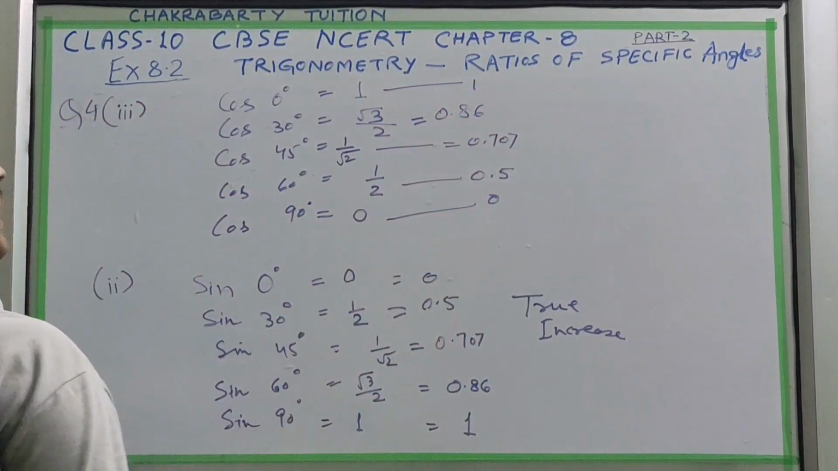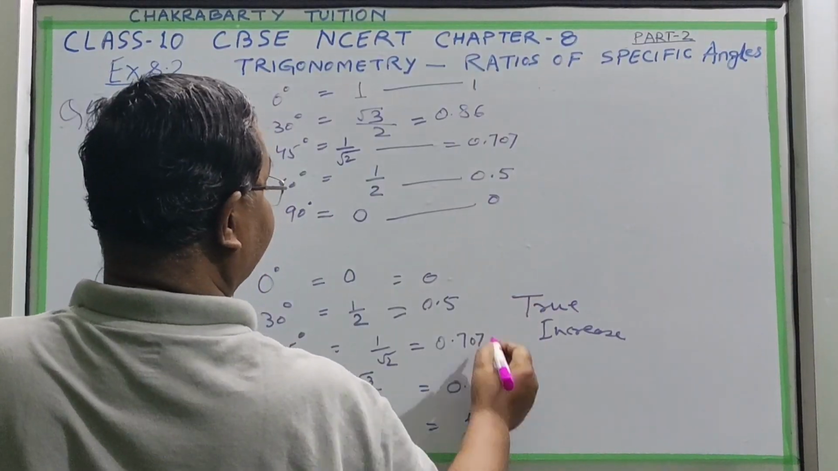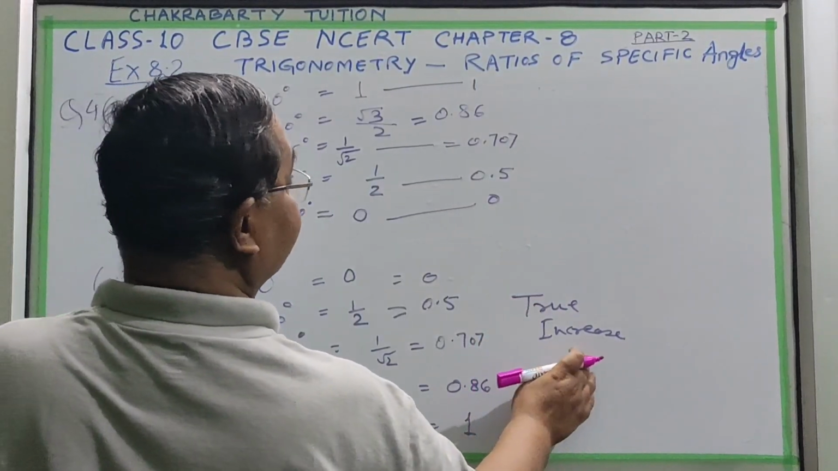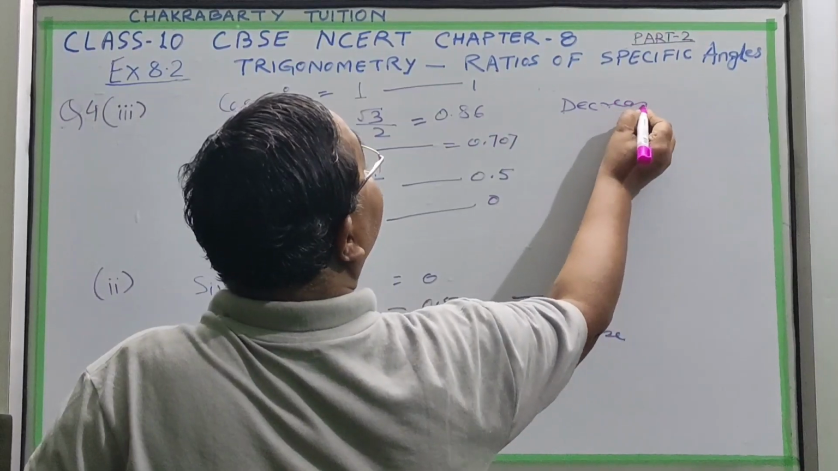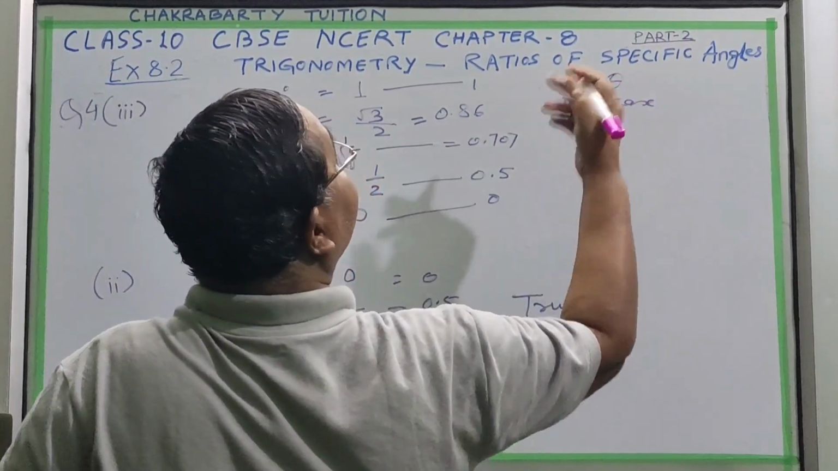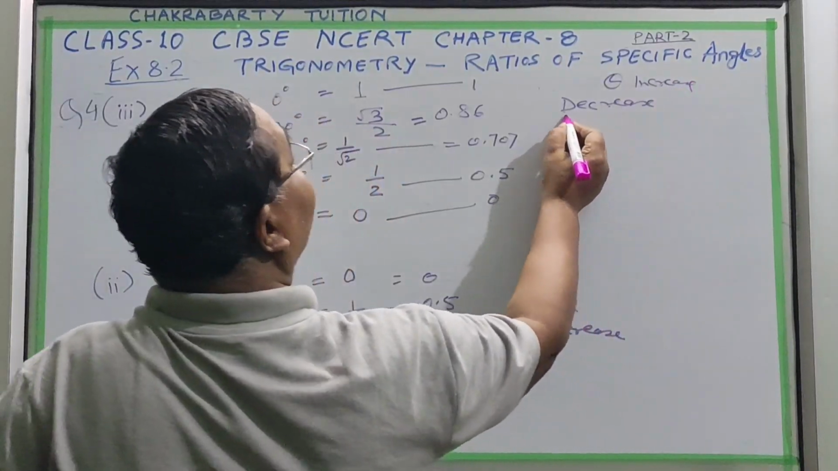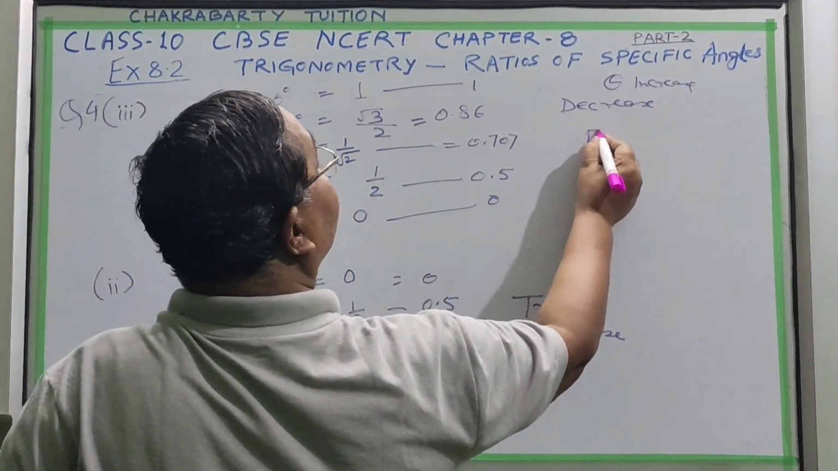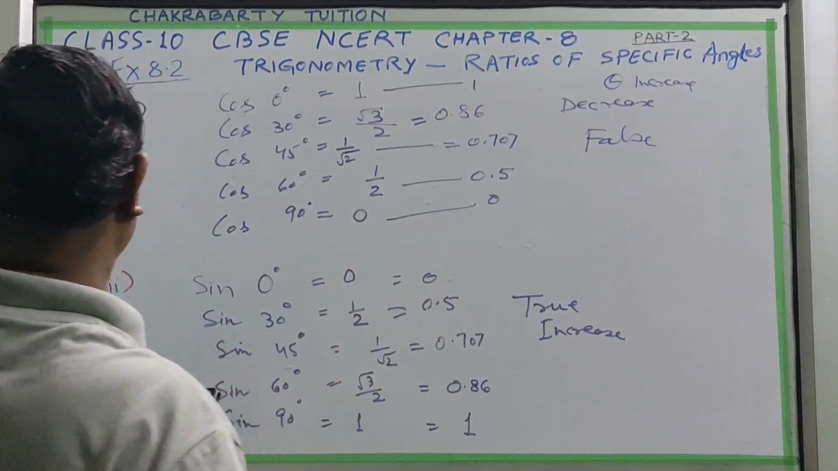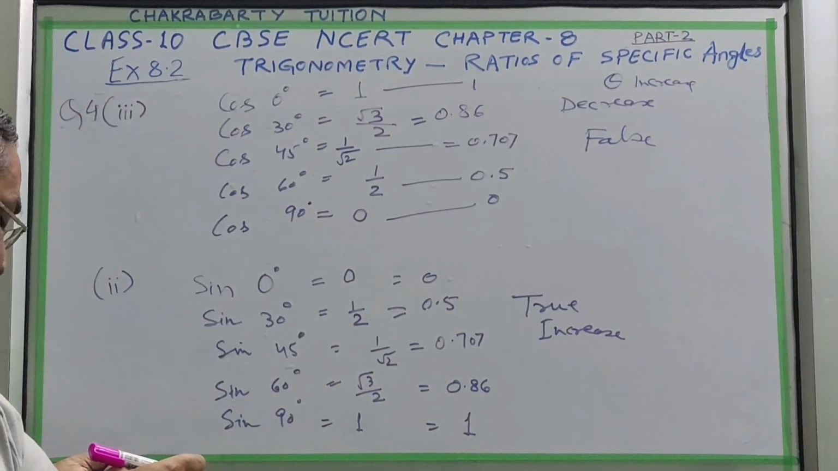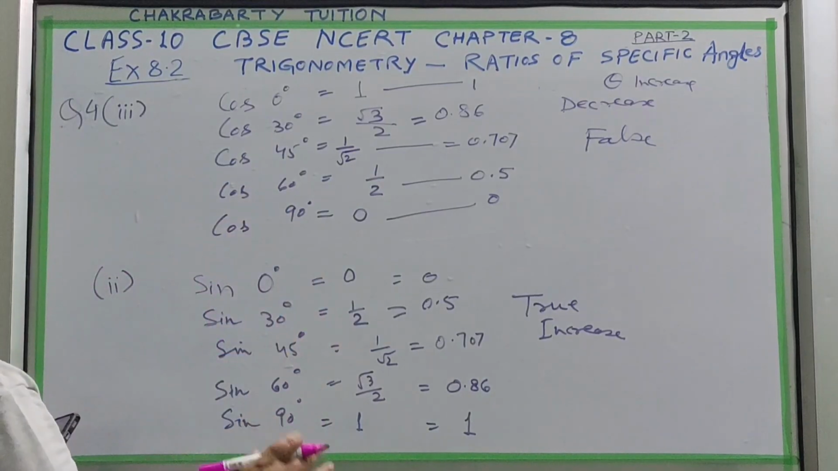Here you see it is not increasing, it is decreasing. As the theta increases, the value decreases, so it is false. So these are your two answers. Now question number, its fourth part we are going to do.